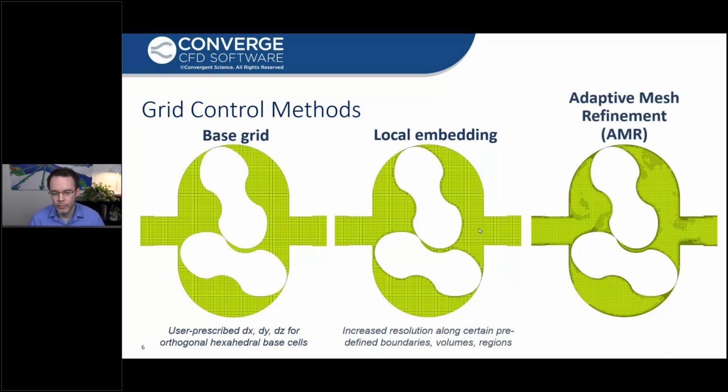The third grid control method, which can be used in conjunction with the other two, is Converge's unique adaptive mesh refinement, or AMR, strategy, in which the mesh is refined based on the local gradients or the curvature of other important quantities in the flow, including the velocity, temperature, species mass fraction, or almost anything else that the user would like to select as a criteria for refining the mesh. So together with these three grid control methods, Converge can solve a lot of problems easily and efficiently.